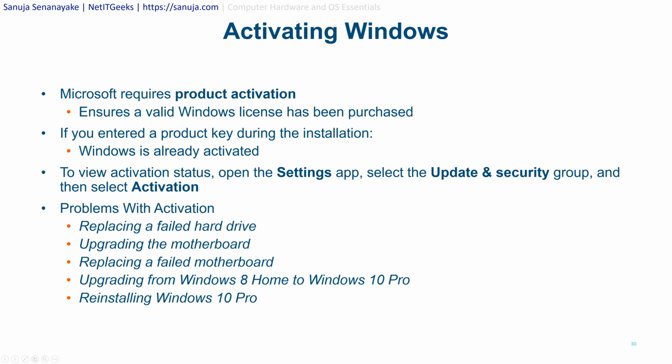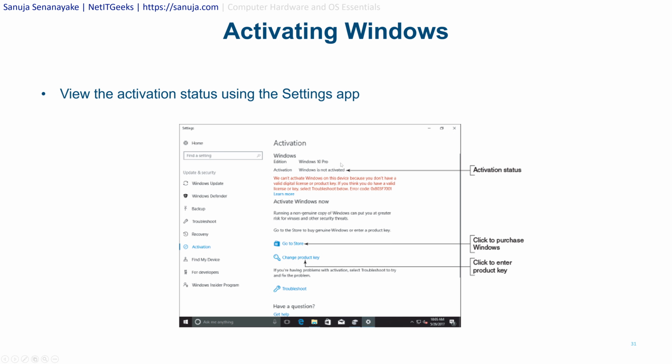So here is an example of somebody viewing the activation in Windows 10, and you can see the Windows is not activated here, and there's a red text saying it is not activated. You can either change the product key or go to the Microsoft Store to actually purchase a product key if you want to purchase one.